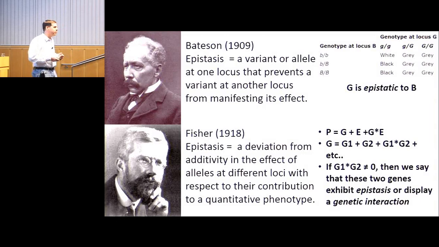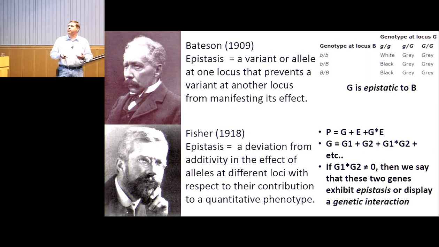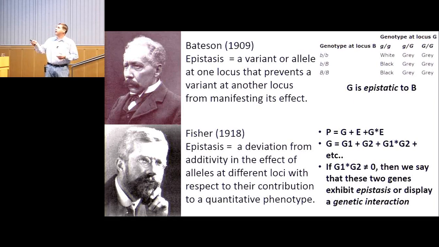Fisher, on the other hand, was much more mathematical in his thinking about, well, about everything. And so he defined epistasis as a deviation from additivity of the effect of these alleles at different loci. So simply put, a phenotype, such as cancer progression, can be thought of as genes plus environment plus genes in environmental interaction. So that's sort of basic. And to Fisher, the genotype effect on the phenotype then would be, say, gene 1 plus gene 2 plus an interaction term between gene 1 and gene 2.